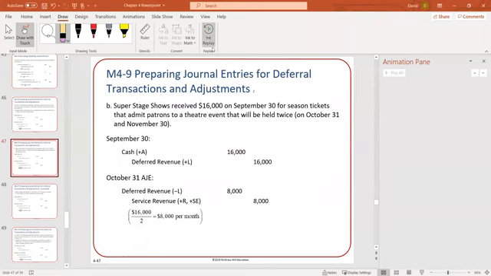All right, here's going to be a deferral. So notice how you receive cash for season tickets in advance. So you're going to be debiting cash, crediting deferred revenue for that 16,000. And it's going to be for 2 events, so it's literally 8,000 per event. And so after the first event, that 8,000 needs to be recognized as revenue. So you debit deferred revenue and credit your service revenue.